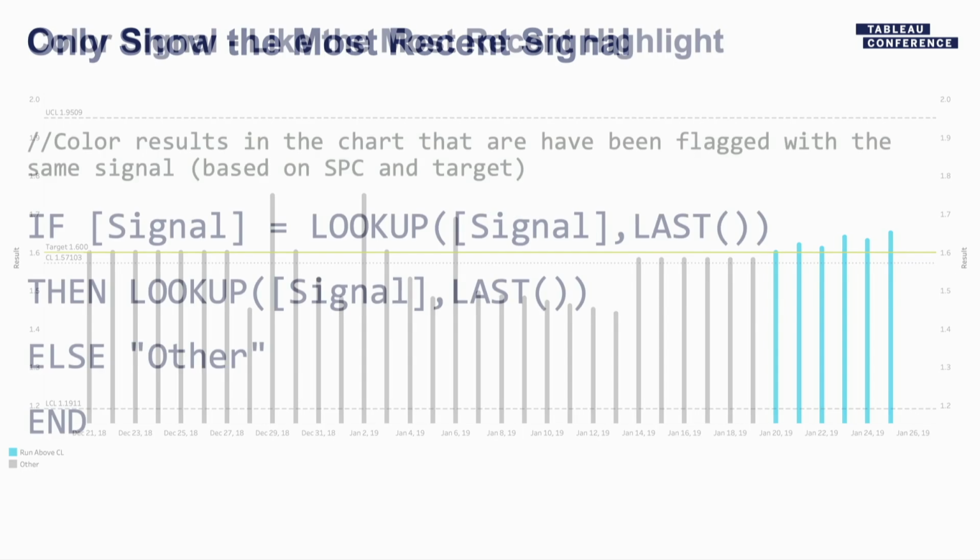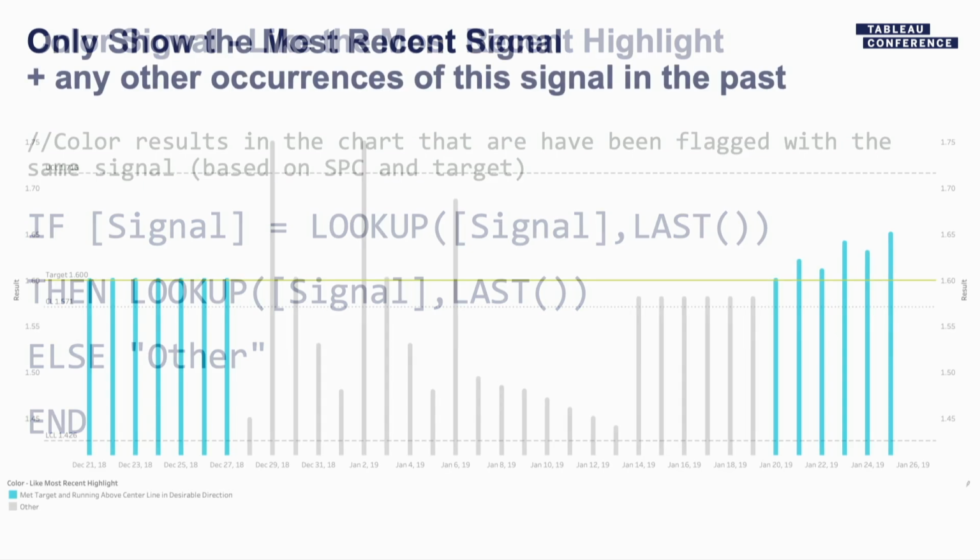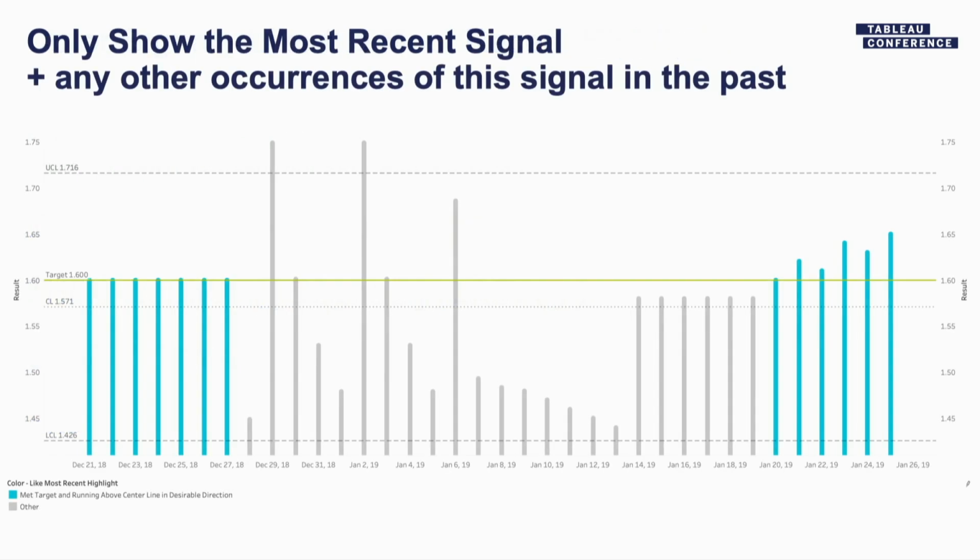I do want to extend that a little bit, though. So I've created this calculated field that says what's the most recent signal, and then look back in the past and see, have we ever seen this signal before at any point in time? If we apply that to the color of the chart, we can see that in the past, we had this exact same scenario. It doesn't look the same on the chart because the graph is going up and down. In the beginning, it seems pretty stable, but the same scenario is taking place there where we have met target, we see a run above the center line.